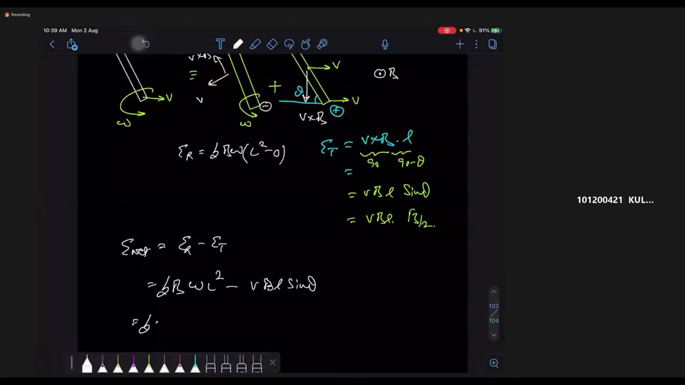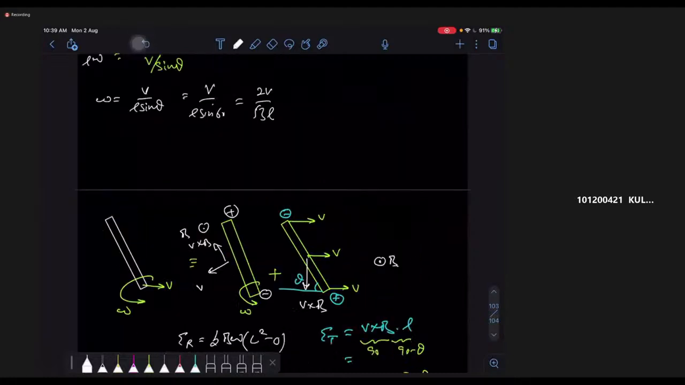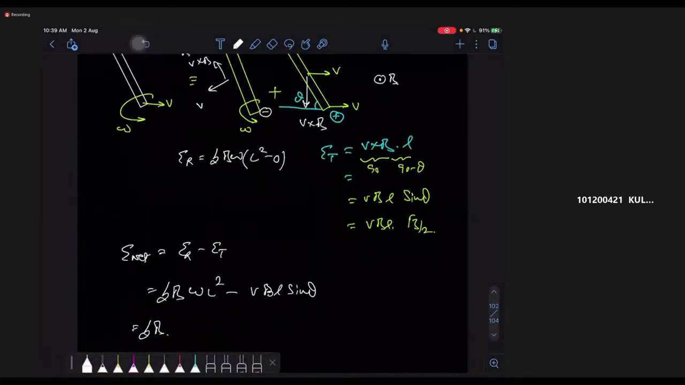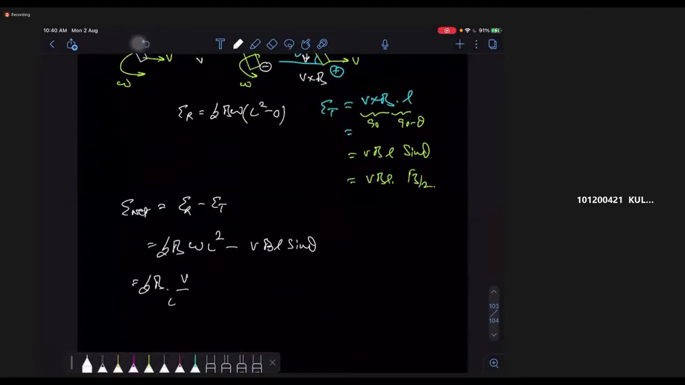Omega value we have already found out. What is the omega value? We have found it out, na? That was V by L sine theta, and this is L squared. So minus B V, same L. There's no different L. Both are the same L. B V L sine theta. So I hope you can simplify here. Theta is our 60 degrees. For theta 60 degrees, you can simplify.